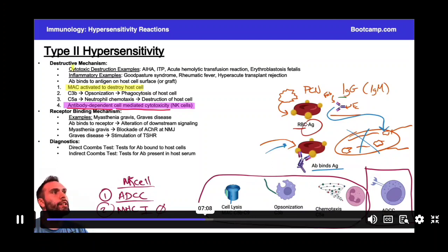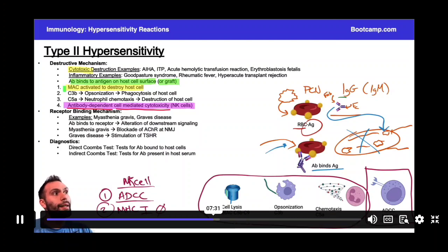So again, this is sometimes referred to as a cytotoxic process, a cytotoxic hypersensitivity. Why is it cytotoxic? Because we're destroying cells, right? Cytotoxic, cell toxic, we're destroying cells. And the way this happens, like we said, we're going to have an antibody. That antibody is going to bind to our own host cell surface through an antigen, okay? Or there'll be graft tissue, which we'll talk a lot more about in the transplant rejection video.